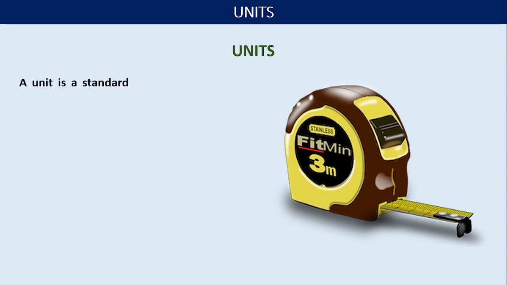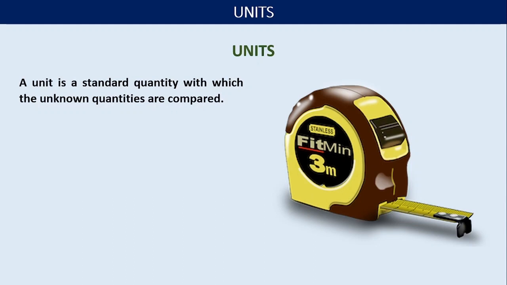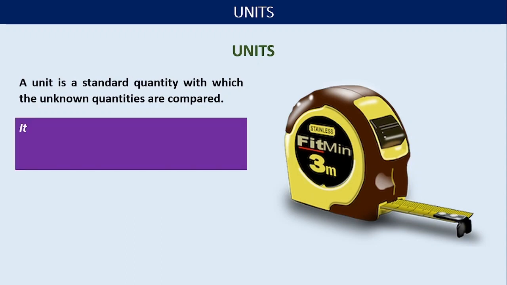A unit is a standard quantity with which the unknown quantities are compared. Like 1 kilogram, how many multiples of 1 kilogram will give the mass of a given body? Right? 1 meter, how many multiples of 1 meter will give you the length of the rope? Good. So let us go further.